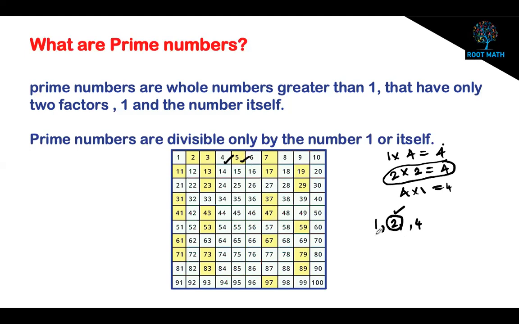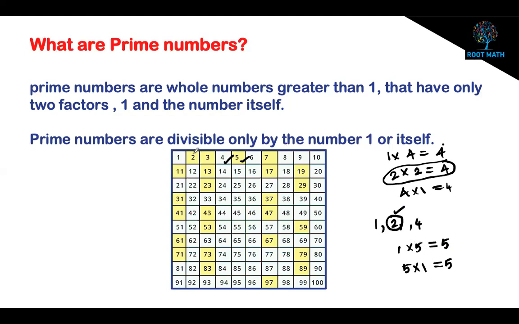Where is 5? 5 is 1 time of 5 is 5 or 5 times of 1 is 5. Other than these 2 times table, you can't find 5 in any other times table, which means that 5 has only the 2 factors, 1 and the number itself. So 5 is a prime number.